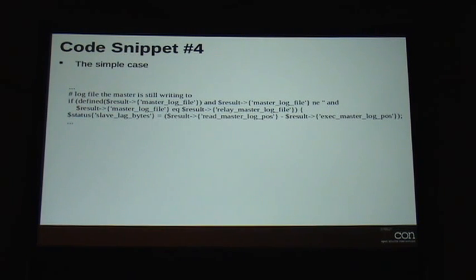Then the SQL thread will be stopped, and some of the other variables, the relay master log file and relay master log position, will be null or empty. And so now, for bytes behind master, we need to do those validations.